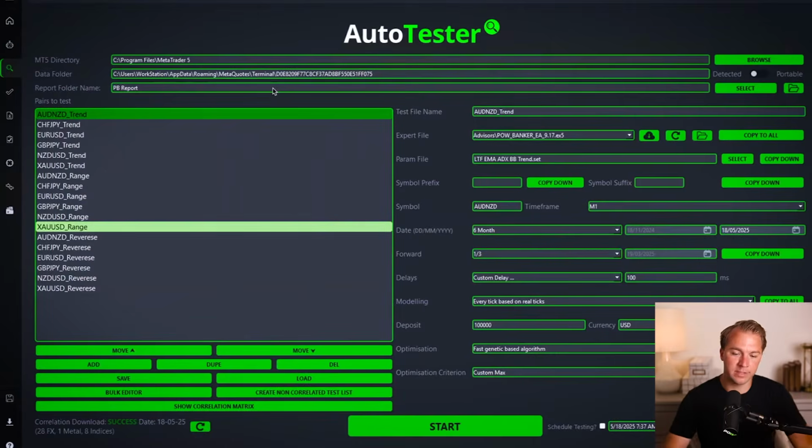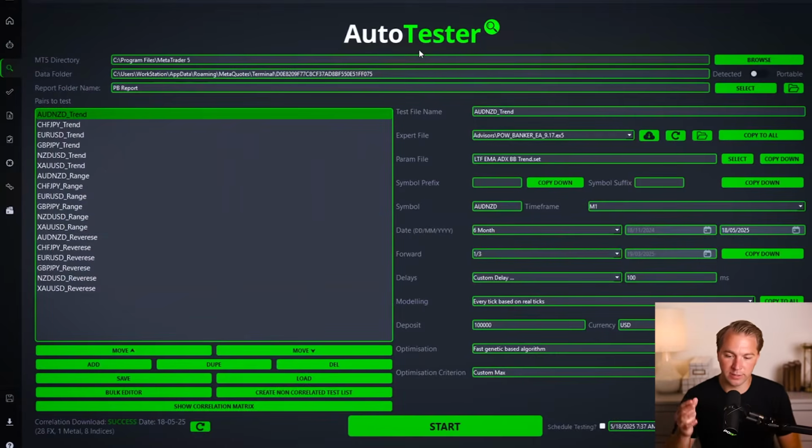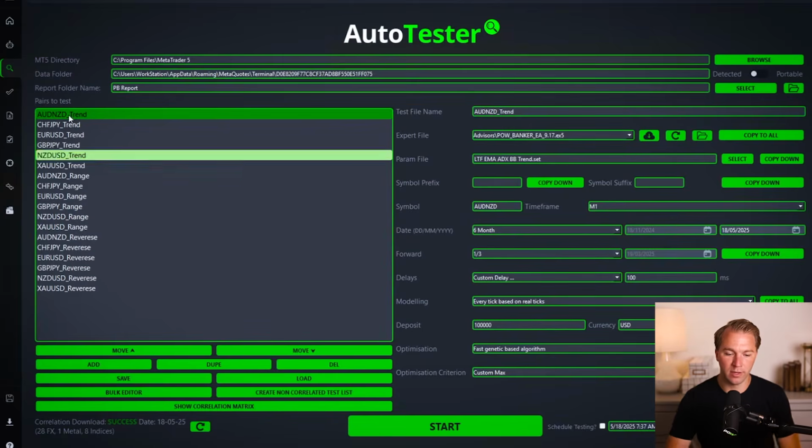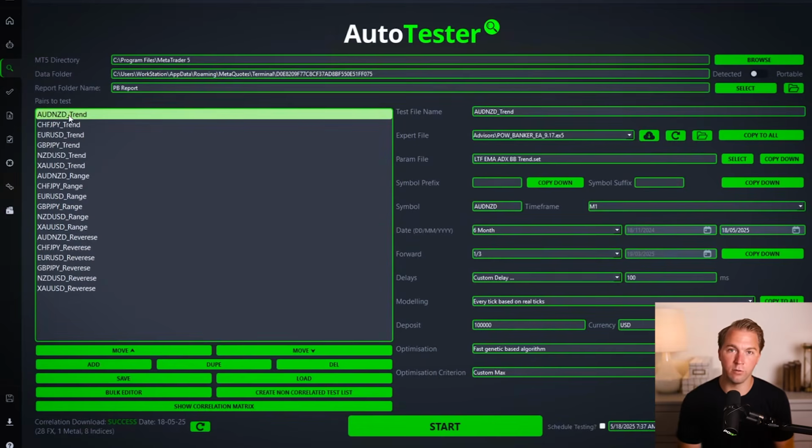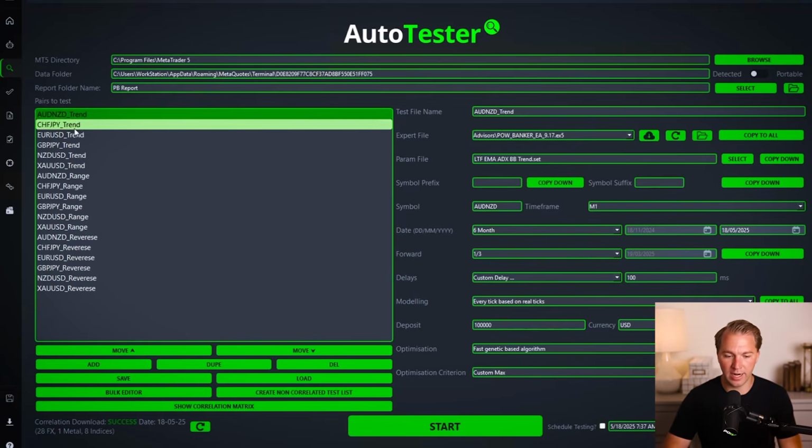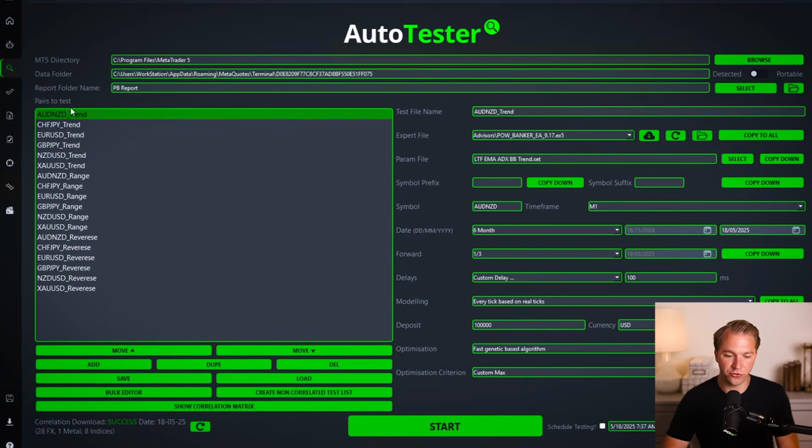So with that, let's get into Auto Tester here. And we'll talk specifically today about how in Auto Tester, we can set up a test like the one that you see here that is designed to match the philosophy of what I showed earlier in the video about diversifying across different pairs and different strategies. So first of all, what you're looking at here, this is the lineup of different pairs and strategies that we are prepared to test on Auto Tester.